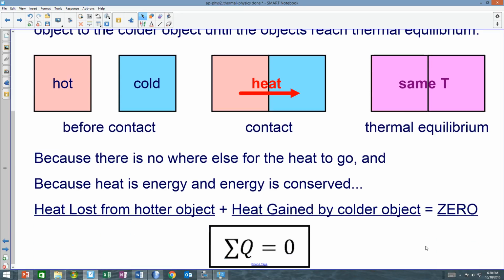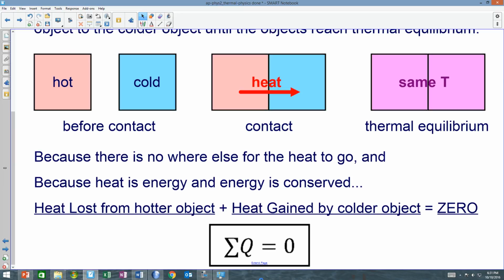Because there is nowhere else for the heat to go, and because heat is energy and energy is conserved, heat lost from the hotter object plus heat gained by the cooler object must be equal to 0. In other words, the total sum of the heat must equal 0.